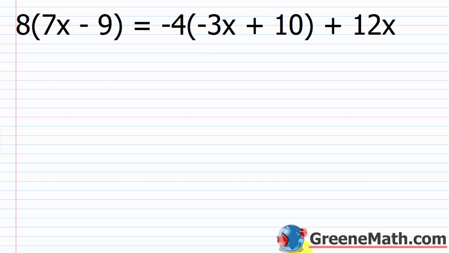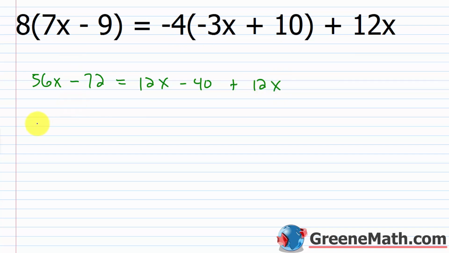Let's look at one more of these, and then we'll move on to the next concept. We have 8 multiplied by the quantity 7x minus 9 is equal to negative 4 times the quantity negative 3x plus 10, and then plus 12x. Again, I want to simplify each side separately. 8 times 7x is 56x, and then minus 8 times 9 is 72. This equals negative 4 times negative 3x is 12x, and then negative 4 times 10 is minus 40, and then plus 12x.